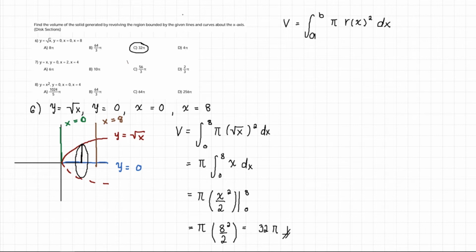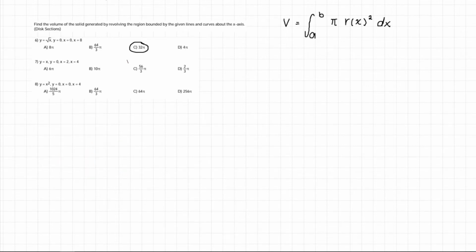Okay, let's go with the next one. Now, problem number 7. It says my lines are y equals x, y equals 0, x equals 2, and x equals 4. Okay, so one more time, I will draw my Cartesian plane, and I'm gonna start drawing my lines. So the first one, it says the function y equals x, so it's gonna look something like this.